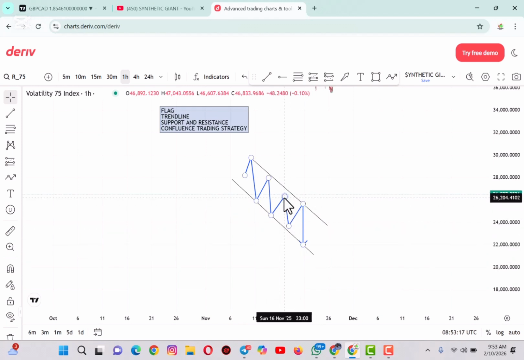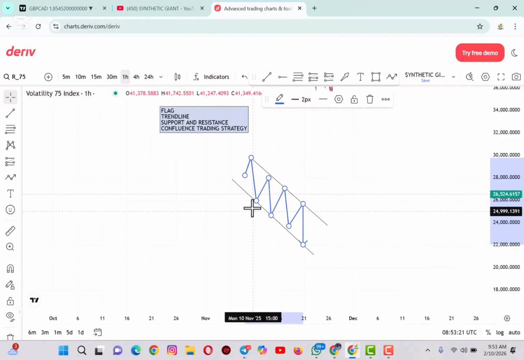Now this is how a flag looks. The idea about this flag is price is actually bullish, right? But then price decided to have this corrective move in the form of this shape. Some people call it a wedge, but I call it a flag. All right, now for you to trade it, you have to wait for a reaction from this trend line, right?